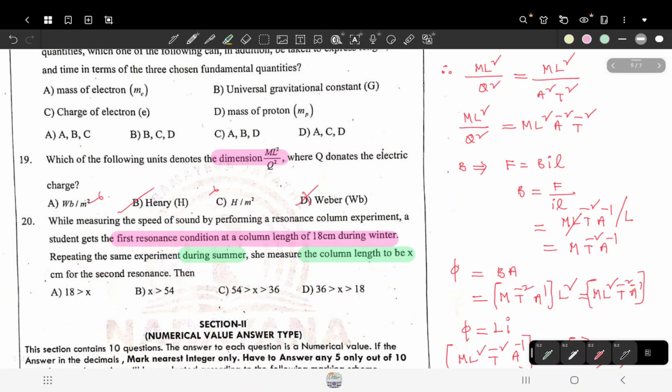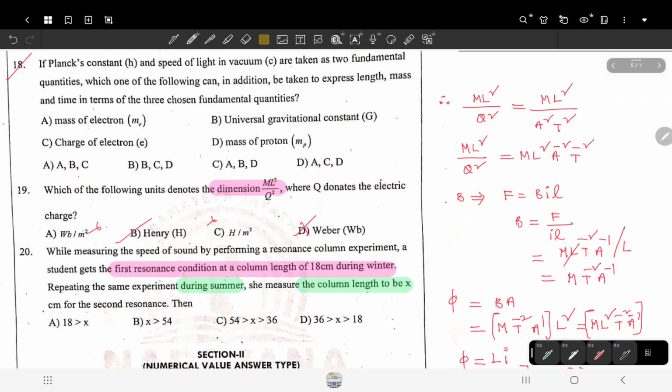This is a resonance column tube experiment where we find the speed of sound. I told you already in this class. There are two resonance cases: one is the first resonance, the second one is the second resonance. You know that the second resonance will occur at the third harmonic, right? So let me clear this.